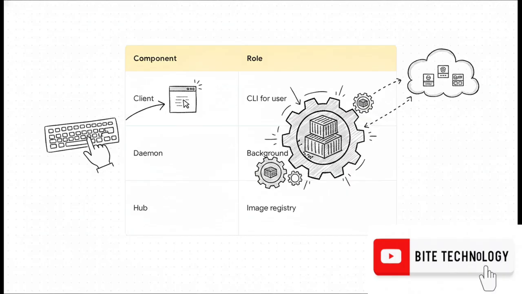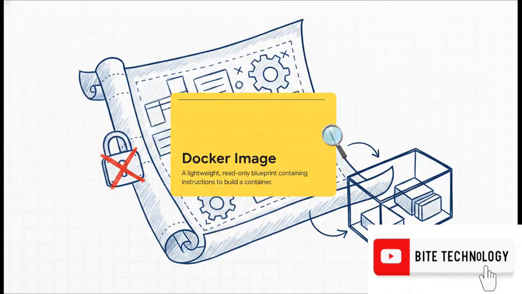Finally, we've got Docker Hub. This acts as a public or private registry where you can just pull down pre-built environments, like an official, ready-to-go Java or Postgres setup. Now, within this whole system, you really need to understand 2 critical concepts.